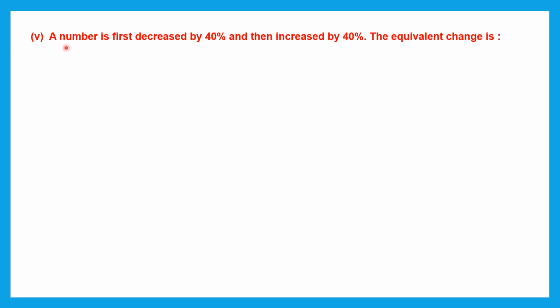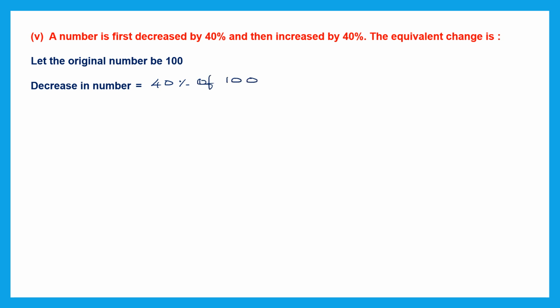Question 5. A number is first decreased by 40% and then increased by 40%. What is the equivalent change? What is the change that has happened? Is there an increase or a decrease, and by what percent? So let's begin by saying that the original number be 100. Then decrease in number is 40%, isn't it? That is 40% of 100. That is the decrease. 40% of 100.